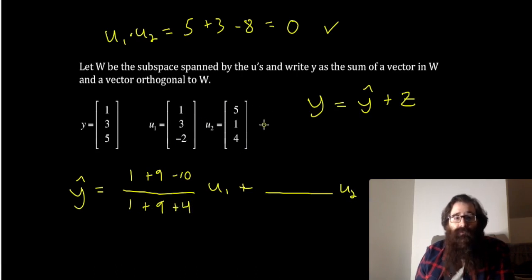And then for my next coefficient, the numerator is y dotted with U sub 2 now. 1 times 5 is 5, plus 3 times 1 is 3, plus 5 times 4 is 20. Divided by U sub 2 dotted with itself. 5 times 5 is 25, plus 1 times 1 is 1, plus 4 times 4 is 16.